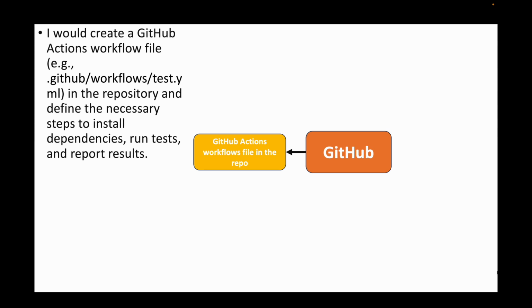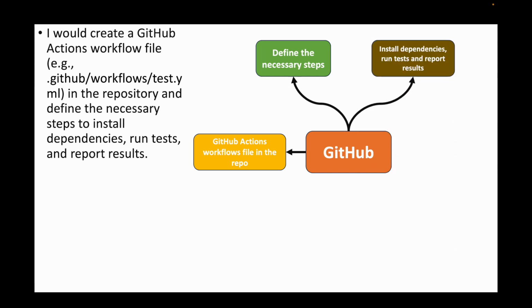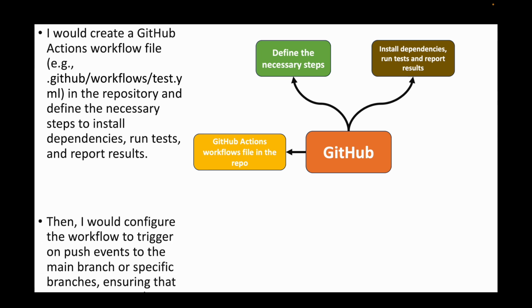So we'll create a GitHub Actions workflow file within the repository. So this is essentially the path that we'll have within GitHub, and then we can define all the necessary steps that we need to follow as part of the automation. So it could be installing the dependencies or running the tests and generating the report results.